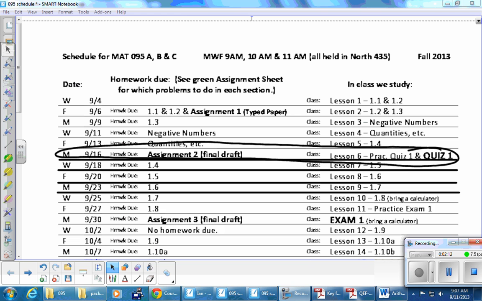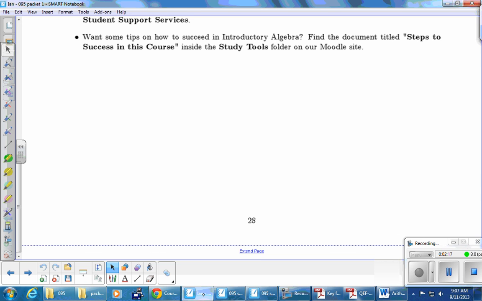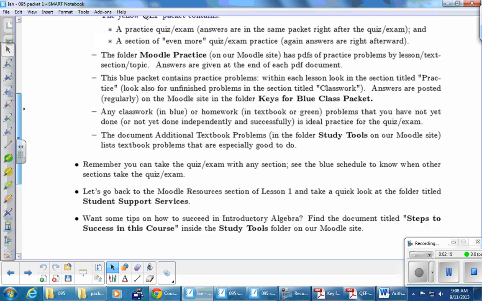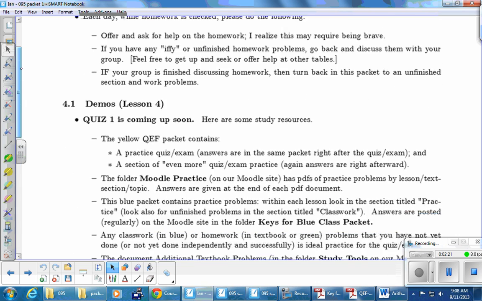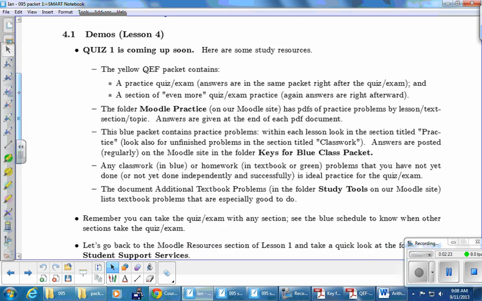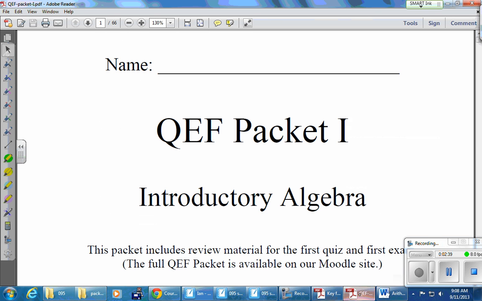Other resources for you are listed here. Where are they listed? Here on page 28. So let's take a quick look at a bunch of the resources we have for our first quiz coming up Monday. Okay, so one thing that we find here, it says something about this yellow QEF packet. So that's the big yellow packet. QEF again stands for quiz, exam, and final. And we haven't talked about this packet very much, so let's just project it here real quick.